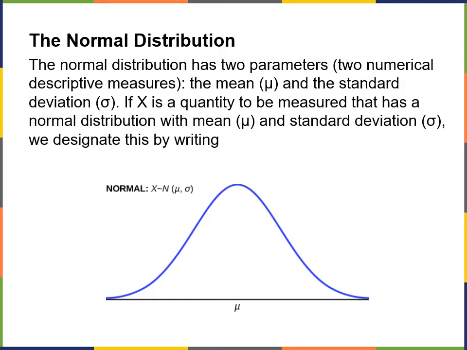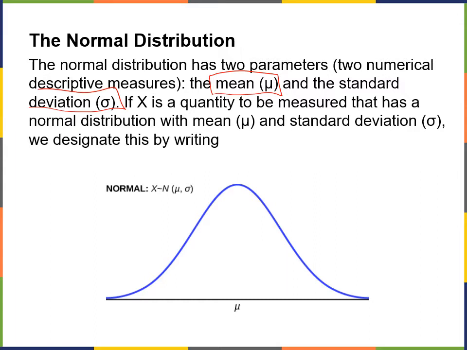When you're working with a normal distribution, you really have to work with two parameters. Parameters, remember, are numerical measurements from a population. So mean, that's one. Standard deviation, that's the other parameter. Okay? So when we're dealing with a normal distribution, we're also going to have to work with those two parameters.